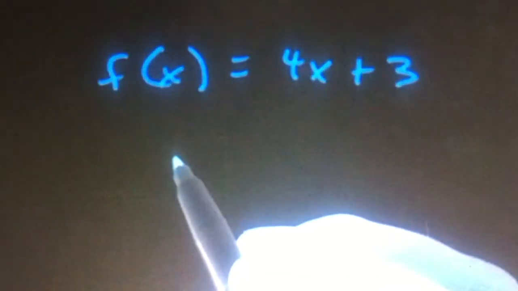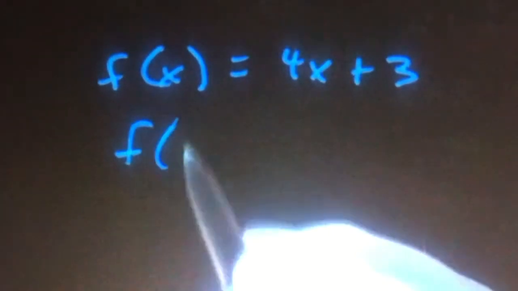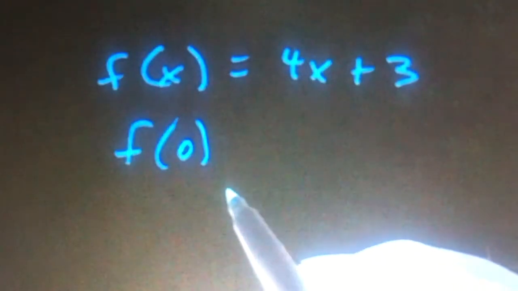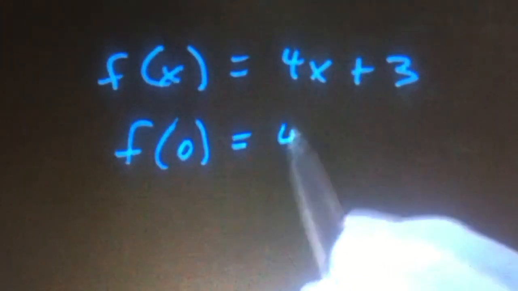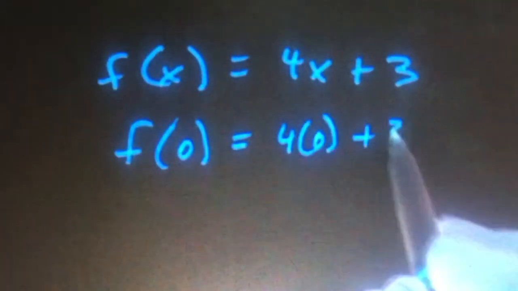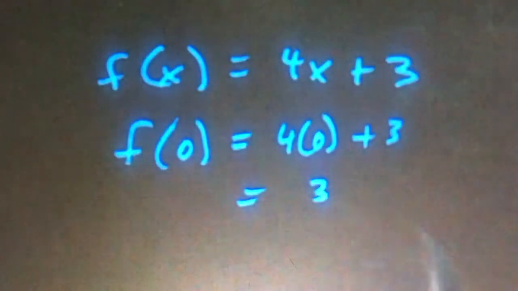So on functions, we're looking, in this case, to find specific values of functions. Let's just start, for instance, with f of 0. Let's say they ask you to find f of 0. We just simply plug in 0 whenever there's an x. And we get, in this case, 3, because 4 times 0 is 0.